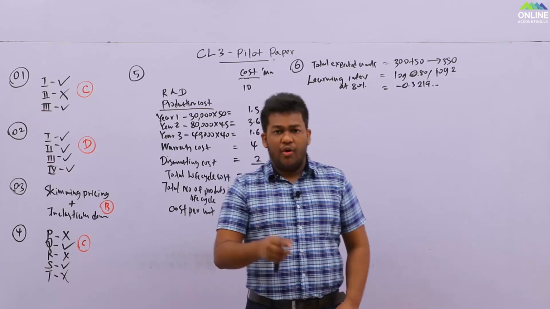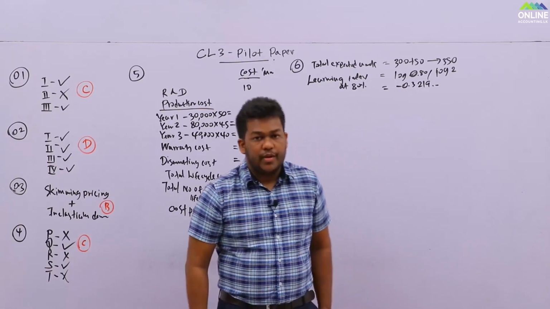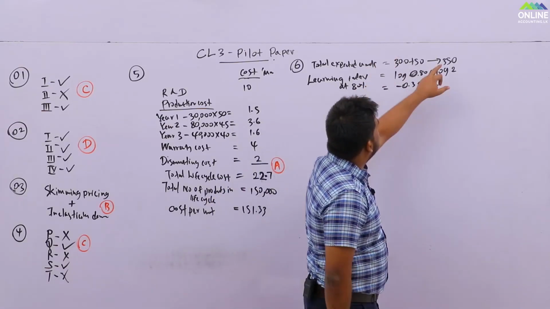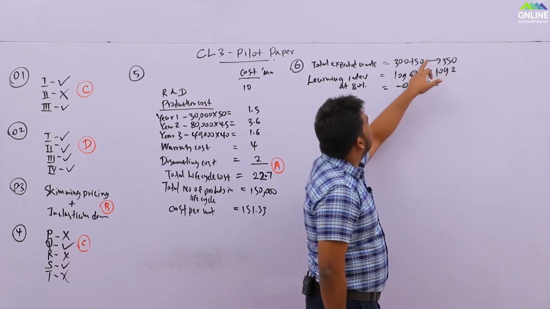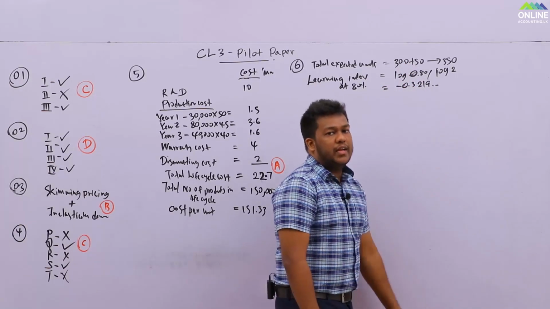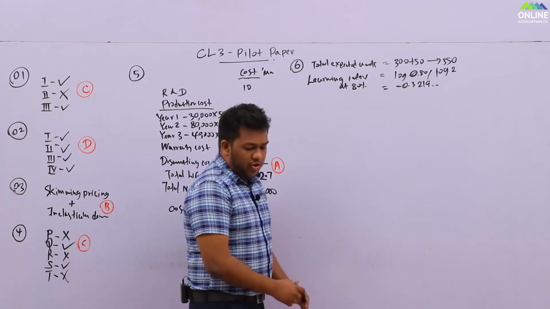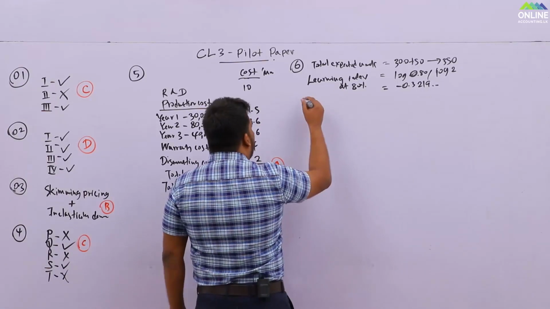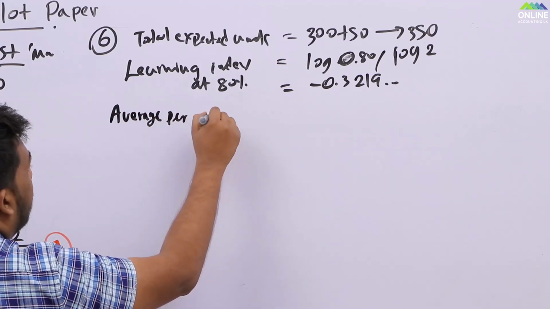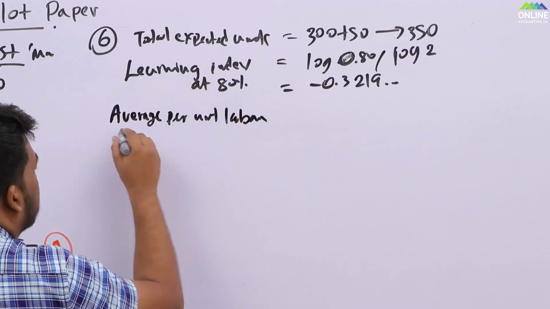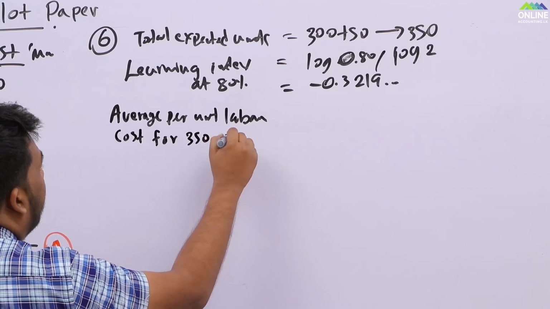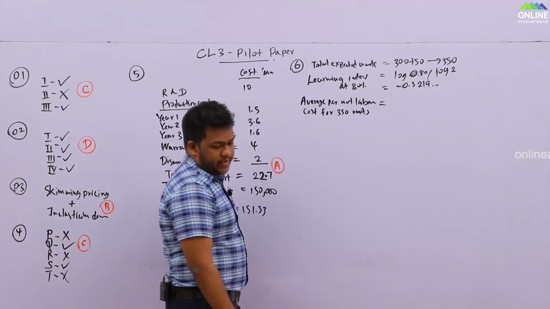Then how to do this question? I told you, first of all, you have to calculate the total cost for these 350. Then you have to calculate the total cost for 300. Then you have to get the difference and get the answer for 50. So first of all, we will be calculating average per unit labor cost for 350 units. How to do that?